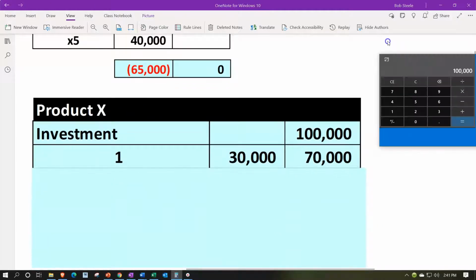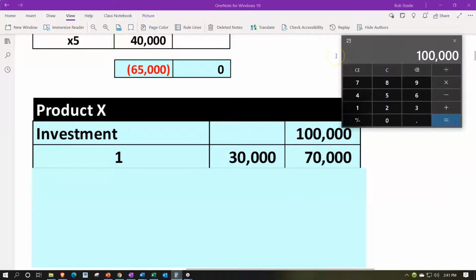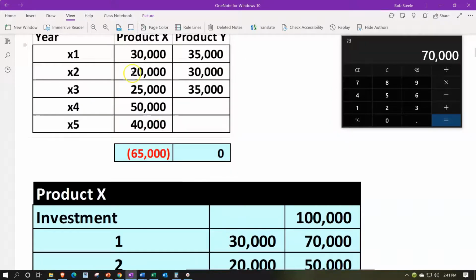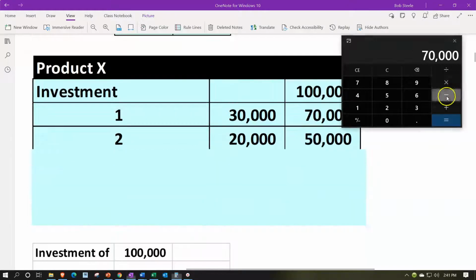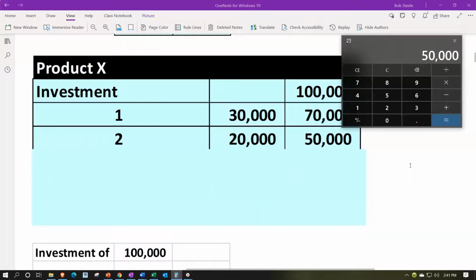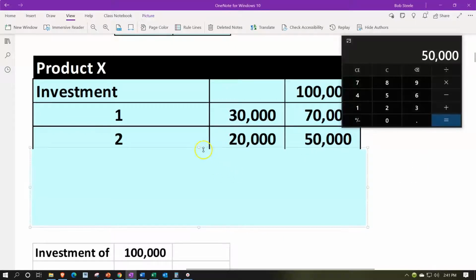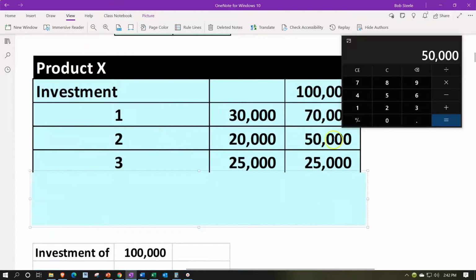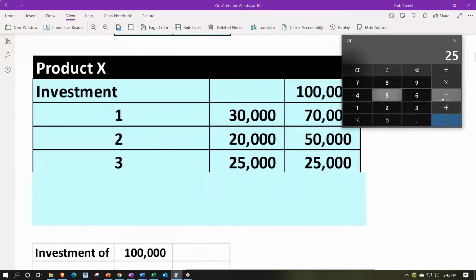So 100,000 minus the 30,000 means we have 70,000 left that we have not yet recovered. In year 2, according to our table, we're going to get 20,000. So minus the 20,000 leaves us with the 50,000 left. Year 3, we're going to get back 25,000. 50,000 minus the 25,000 is going to give us 25,000.